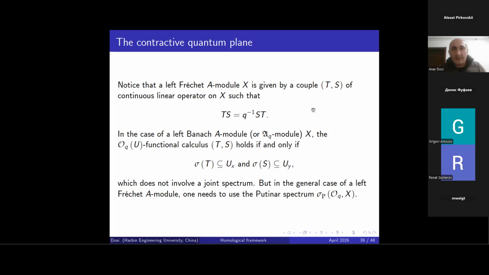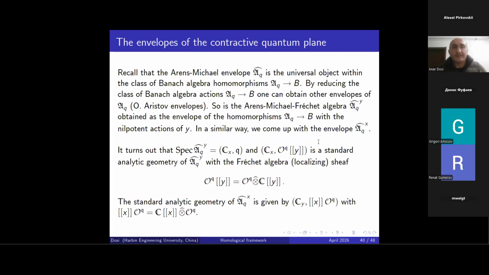Well, we know what is meant by a Fréchet module, right? It means a couple of continuous linear operators with this identity. By the way, in the Banach case, we have a very simple solution to the problem. Look, the spectrum should be in UX, the S should be inside of UY. So here we don't need any joint spectrum. But in the general Fréchet case, probably we need the Putinar spectrum here.